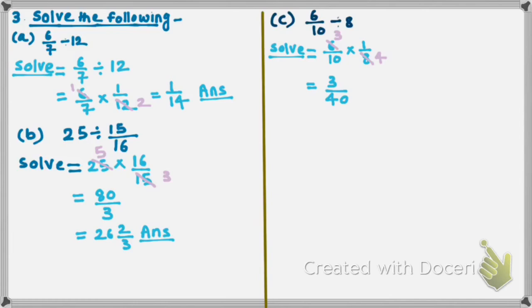Now let me write question number D. 7 upon 5 divided by 49. Okay, this is your homework. 7 upon 5 divided by 49. So now let's go to the next question.